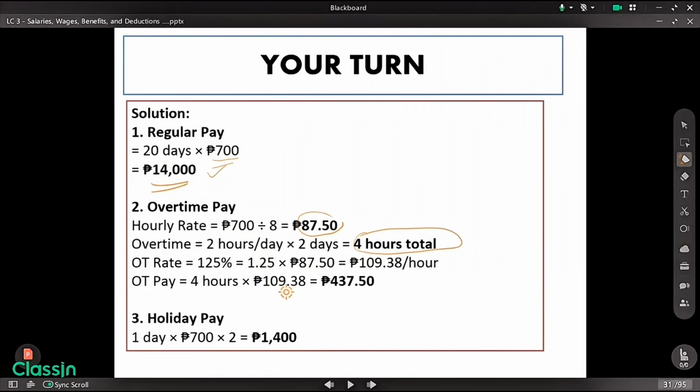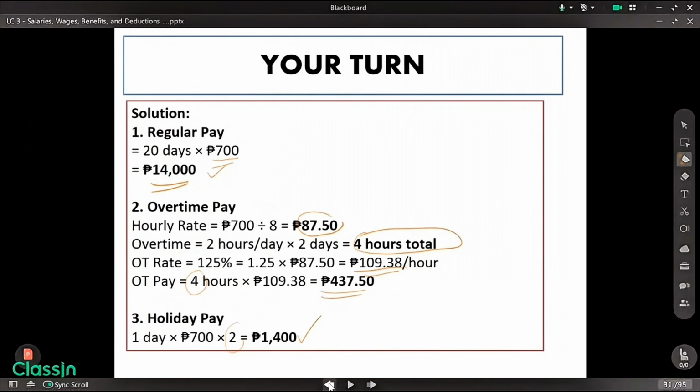And as we all know, your OT rate is 1.25. So let's say that it happens during regular working days. So you have 109.38 pesos per hour. Since you have OT hours of 4, you will have an OT pay of 437.50. Alright. And for the holiday pay, since you work during the holiday, you have a double pay, which is 1,400 pesos.